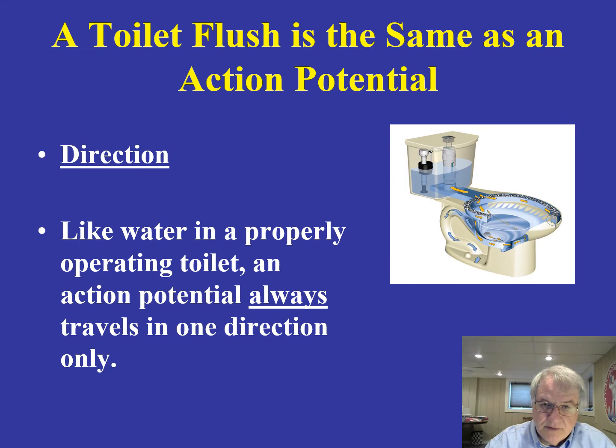Another component of this, of course, is the direction of the action potential. Where is the water going here in terms of our toilet flush? Well, it's going in one direction. And again, it's going down and ultimately out through the bottom of the toilet mechanism. So the direction is always one way, and the same holds true for an action potential. An action potential always travels in one direction. It always travels down the axon. It does not come back from the axon terminals up the axon to the soma of the cell. It just travels in one direction.